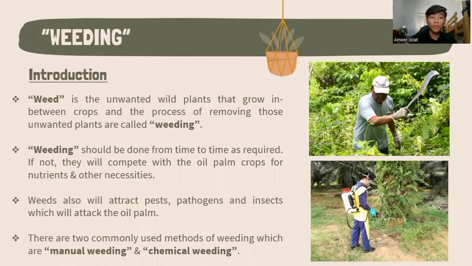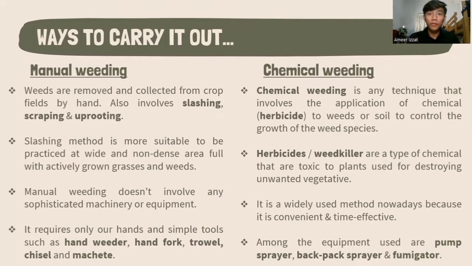Generally, there are two commonly used methods of weeding, which are manual weeding and chemical weeding. So, how to carry out the weeding? For manual weeding, weeds are removed and collected from crop fields by hand. It also involves slashing, scraping, and uprooting processes.